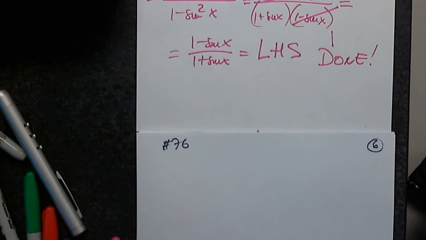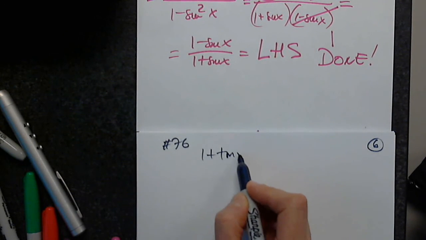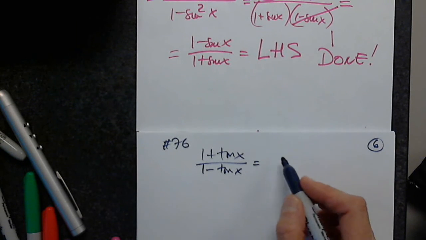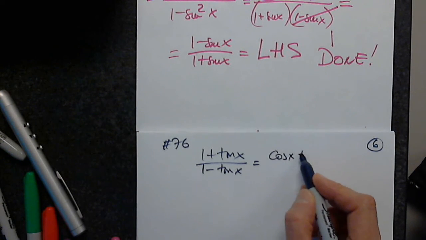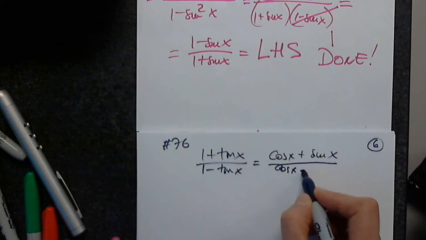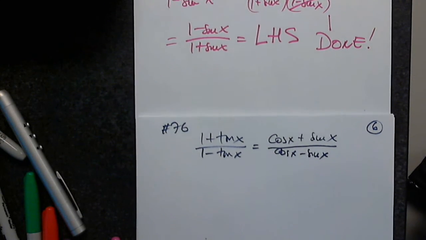Where is it? 76. I see it. 1 plus tangent over 1 minus tangent equals cosine plus sine over cosine x minus sine x.